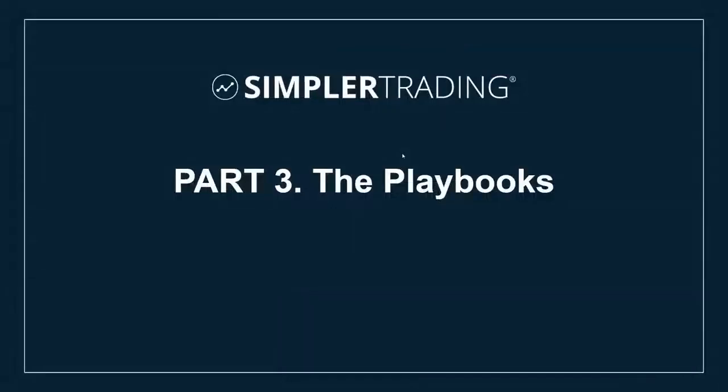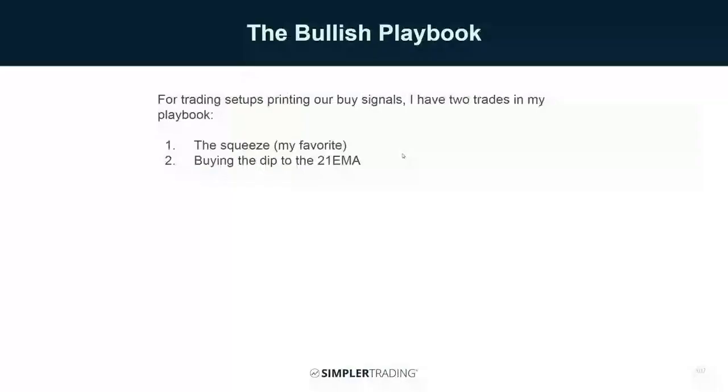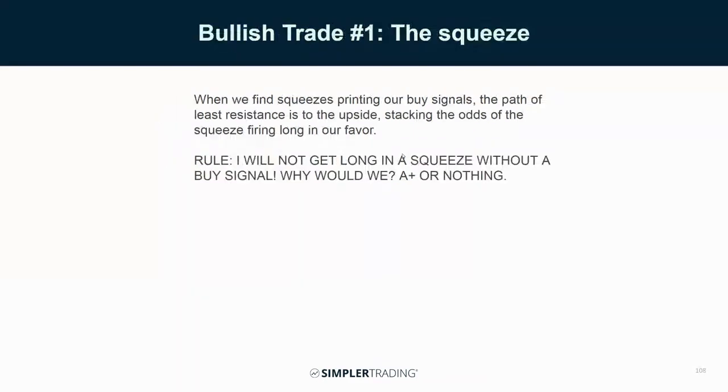All right, so part 3 is the playbook. The trades. So for the bullish playbook, right, which I only do on setups that have the buy signal, there's 2 trades. The squeeze and buying the dip to the 21 EMA. And sometimes it's the same trade. It dips to the 21 EMA and then squeezes. But that's it. 2 trades in my toolbox. I don't think you need too much more.